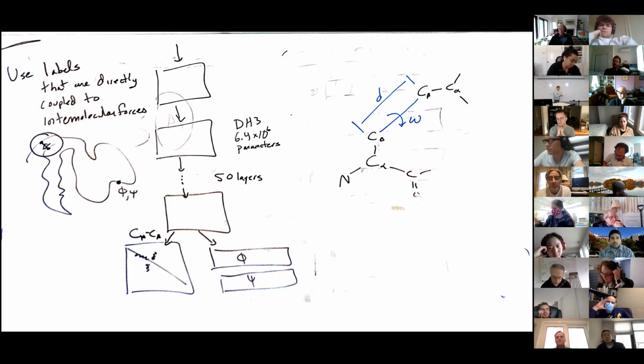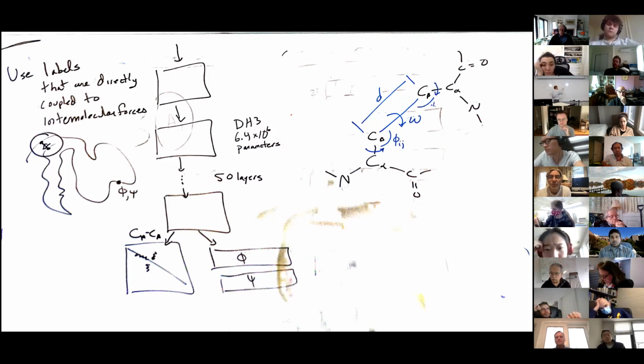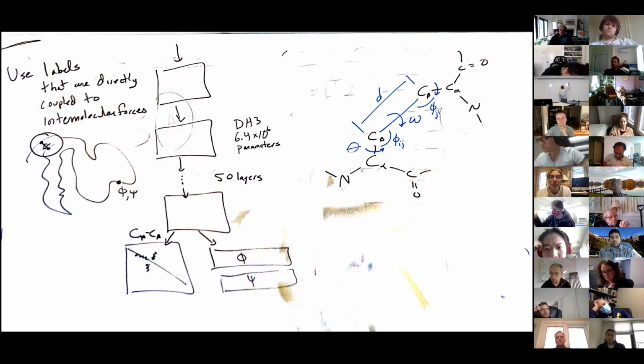And the backbones, you can move around by swiveling this torsion angle and by changing these bond angles. So we're going to call this bond angle phi ij. This bond angle I'm going to call phi ji, because it's the opposite way around. This one I'm going to call theta ij, and this one I'm going to call theta ji.